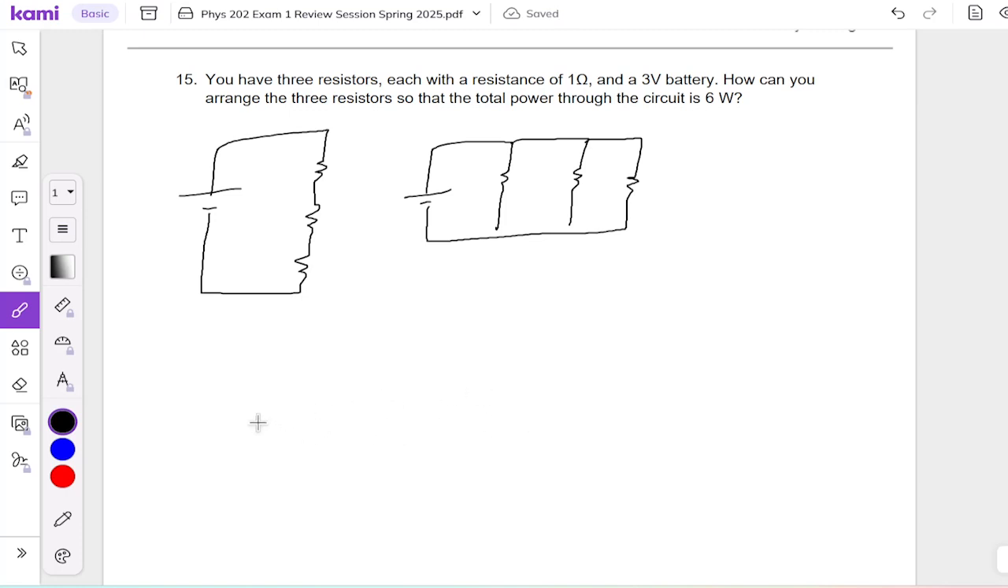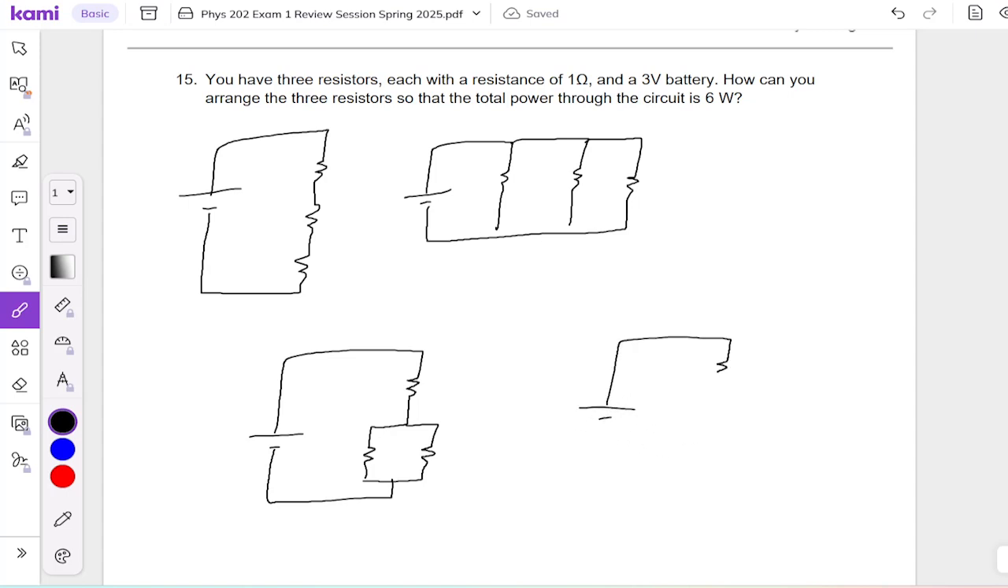You can have 1 resistor in series and 2 in parallel. And the last combination is 2 in series and 1 in parallel. So there's 4 combinations you can do for this. Obviously, one of them is right and the other 3 are wrong.